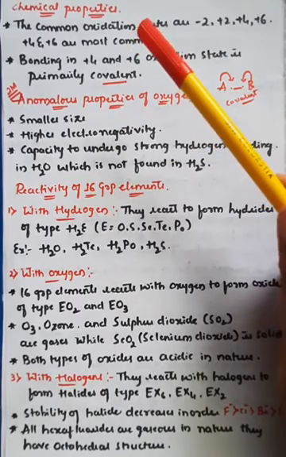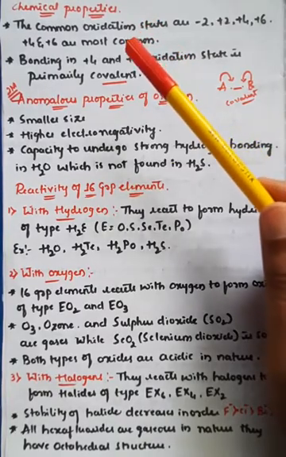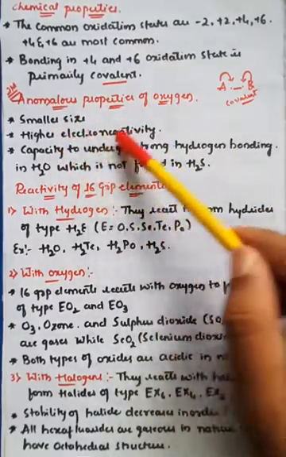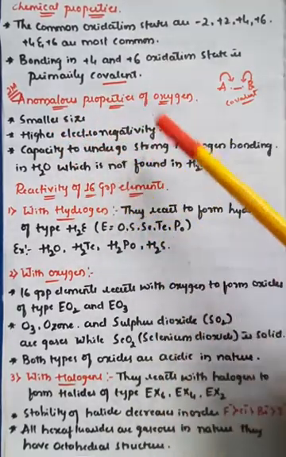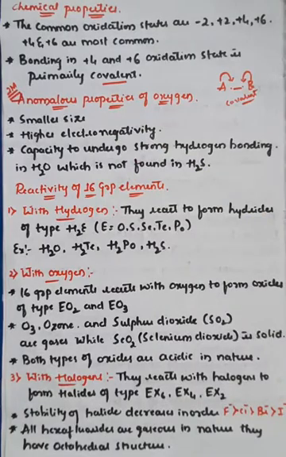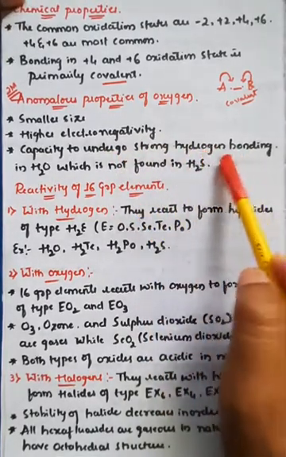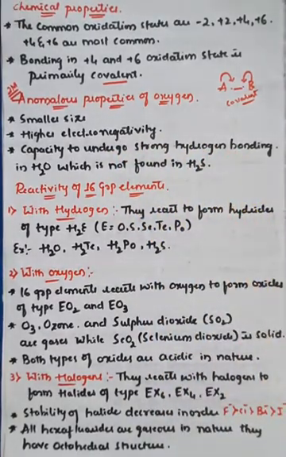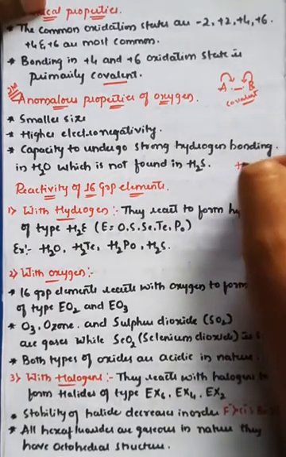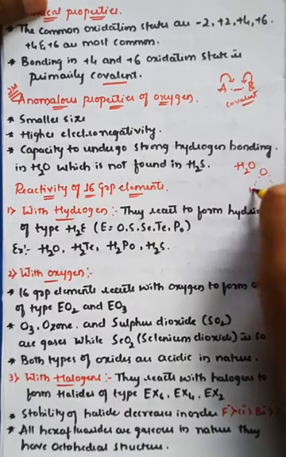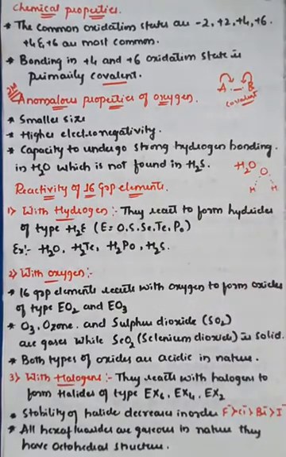Out of the 5 group 16 elements, oxygen has the smallest size, and due to its smallest size it has higher electronegativity. The force of attraction between the nucleus and electrons is more, therefore it exhibits the highest electronegativity, and it has the capacity to undergo strong hydrogen bonding. In a water molecule, the oxygen is bonded to two hydrogen atoms, which gives it the ability to undergo hydrogen bonding.